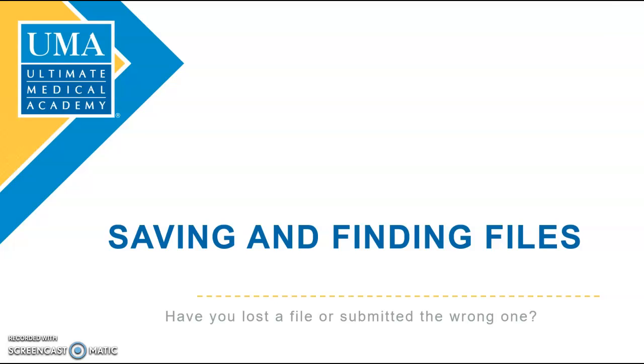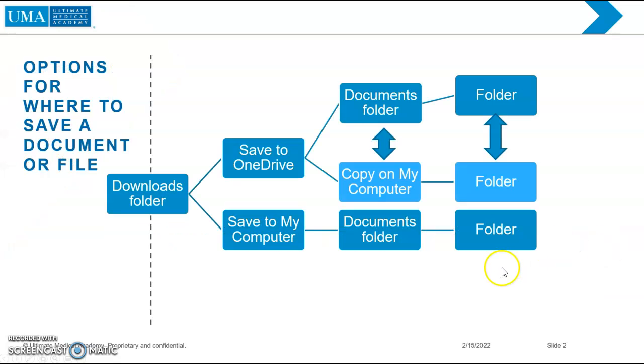So let's take a look at, first of all, kind of a schematic. When you download a file, by default, it probably goes to your downloads folder. You can change the default so it goes somewhere else, but most likely you'll find everything you download goes in your downloads folder.